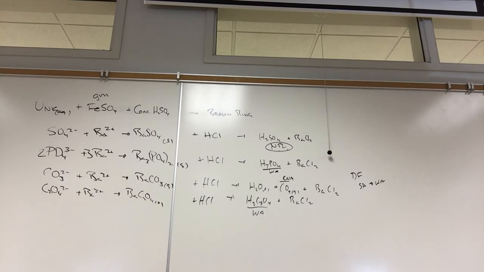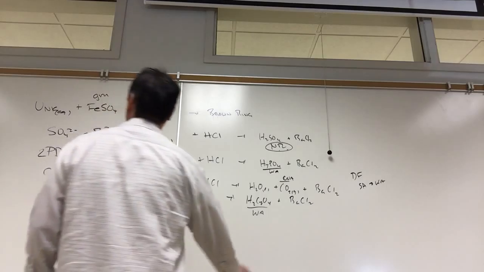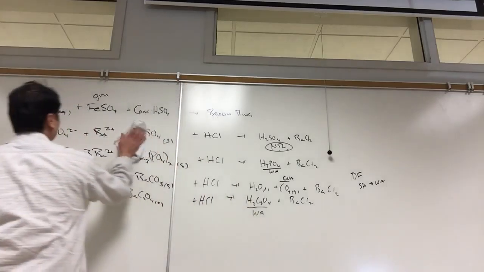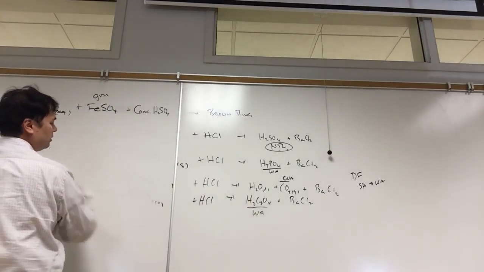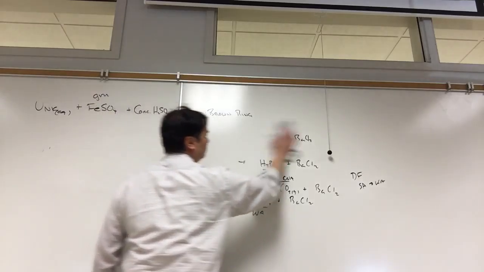And so what is the reaction that's occurring here? Well, the brown ring is formed from NO gas being generated, because what we're going to do is convert nitrate into what? Somebody tell me the reaction here.